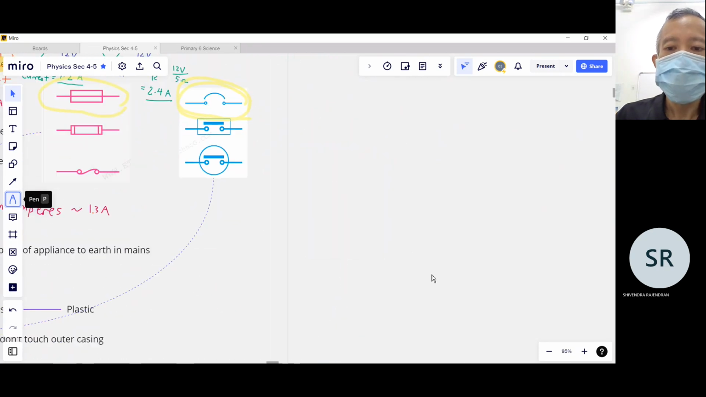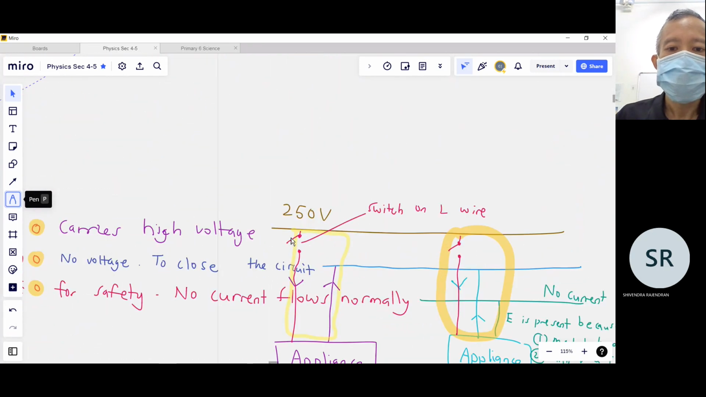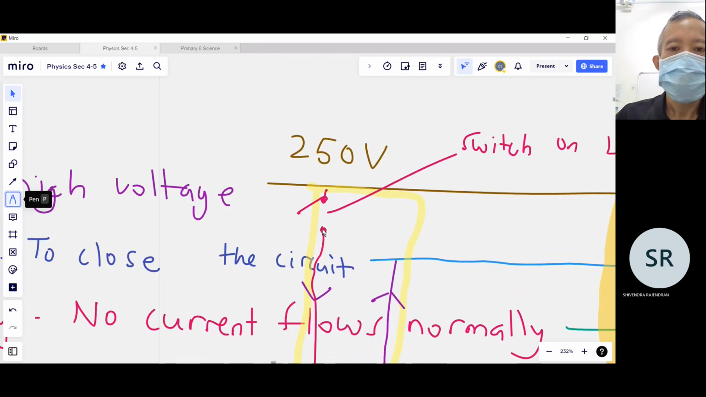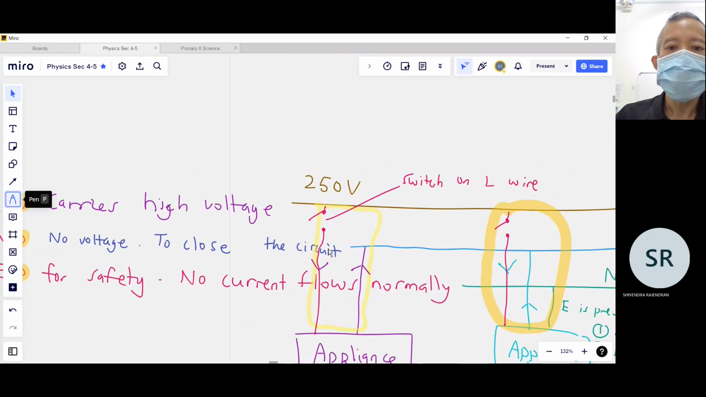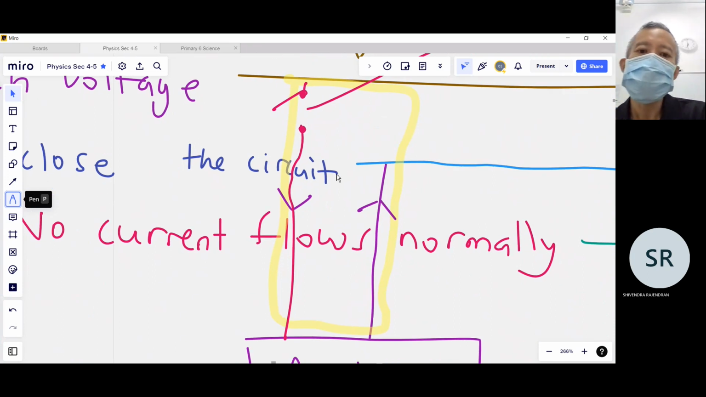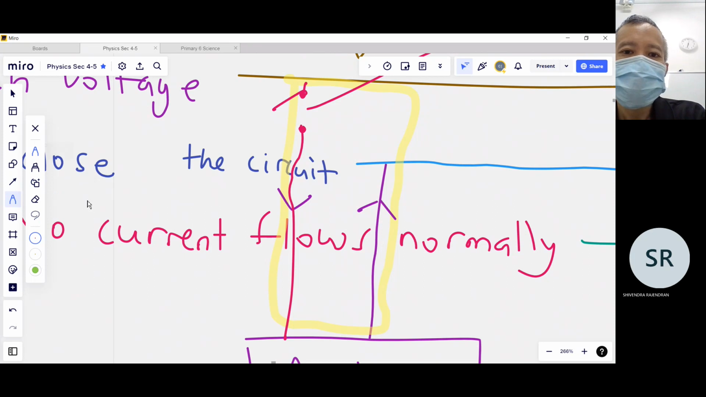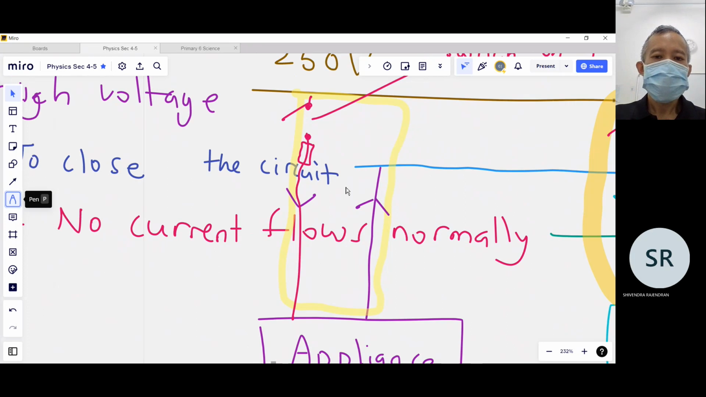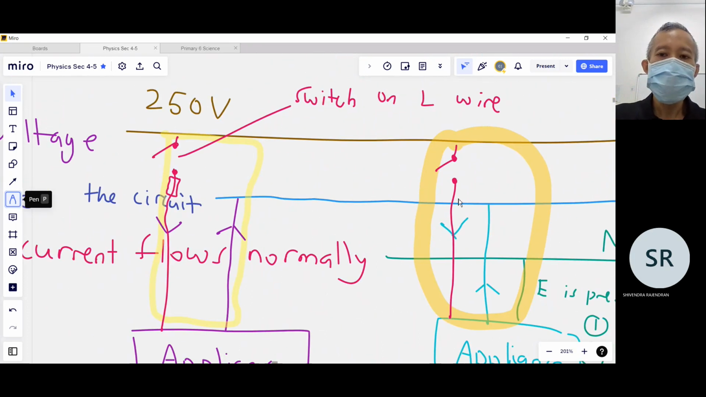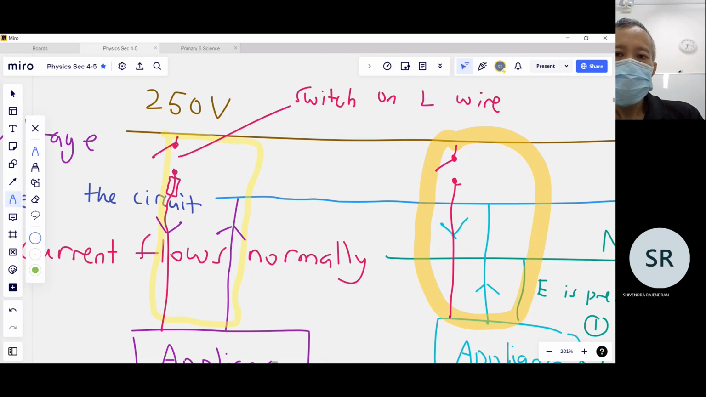So if I go back to my diagram, what you should do is you should draw one additional thing inside here. There should be a fuse here as well. Of course, it's in series with the switch. One fuse here as well.